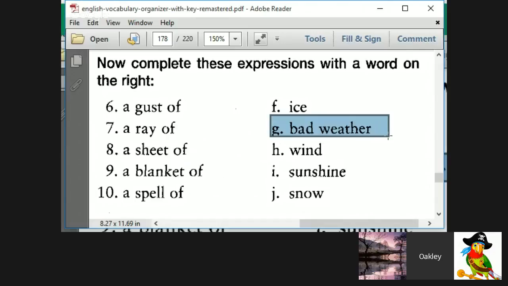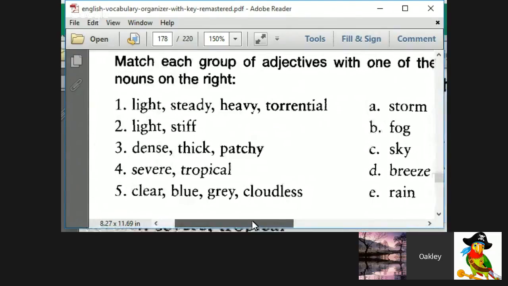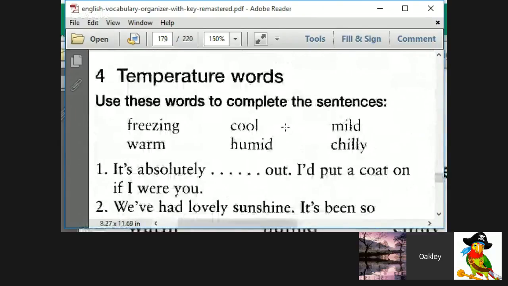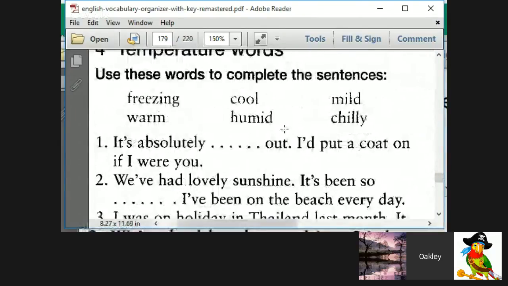A spell of weather. We're talking about a period of time. You should come visit me at the beach. We've had a spell of good weather. It's really nice. Good weather, bad weather.